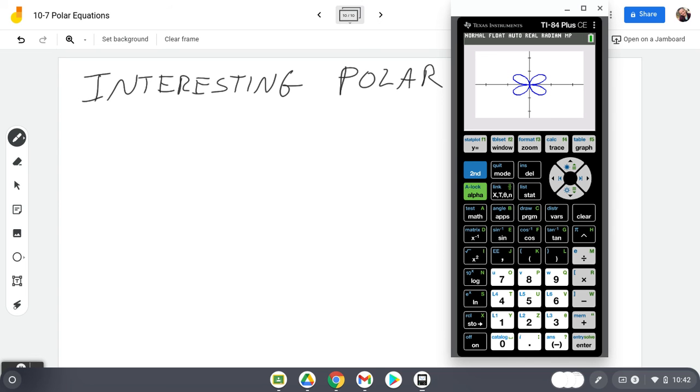Ooh, that is very interesting. That is super interesting. We got ourselves a flower. So my question is, why do you think that we would get this shape here? Well, the trace function is going to really tell us why. So we're going to press the trace function, and I'm just going to trace through.